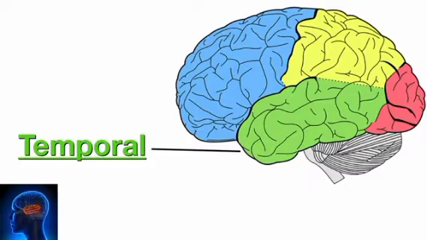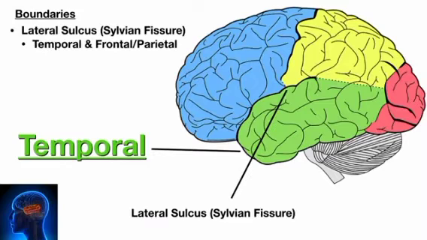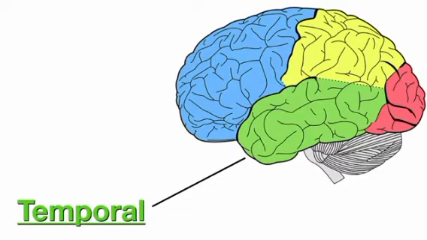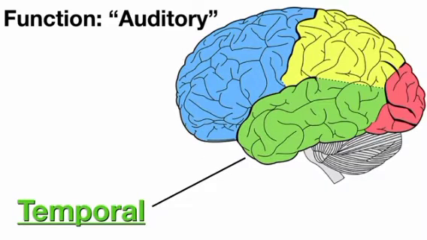The final main lobe is the temporal lobe. It's located on the side of the brain, and there's a couple boundaries, and we've already talked about both of them. The first one is the lateral sulcus, or the sylvian fissure. This separates the temporal lobe from the frontal and parietal lobes. The second one is the preoccipital notch. Remember, this is the imaginary line from the notch up to the parieto-occipital sulcus, and it separates the temporal lobe from the occipital lobe. When you think of the overall function of the temporal lobe, think of auditory.